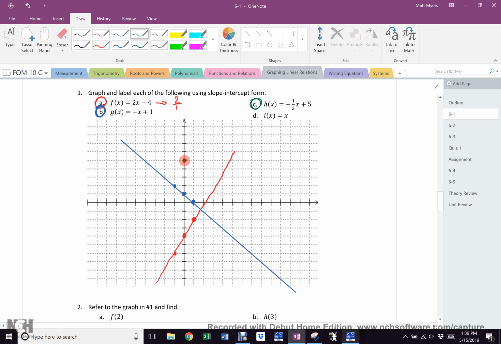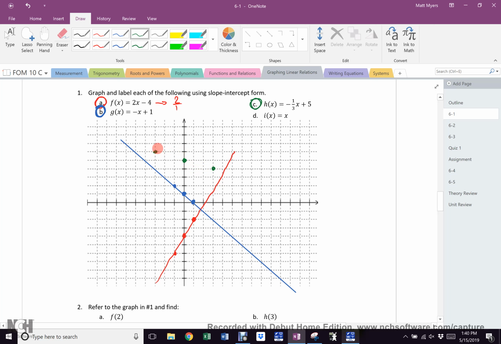Look again. -1 over 3. So how do I get my -1? I go down 1, and then how do I get my +3? I go right 3. 1, 2, 3. What if I wanted to go left? Where would I go? Opposite. So I'd go up 1 and left 1, 2, 3.